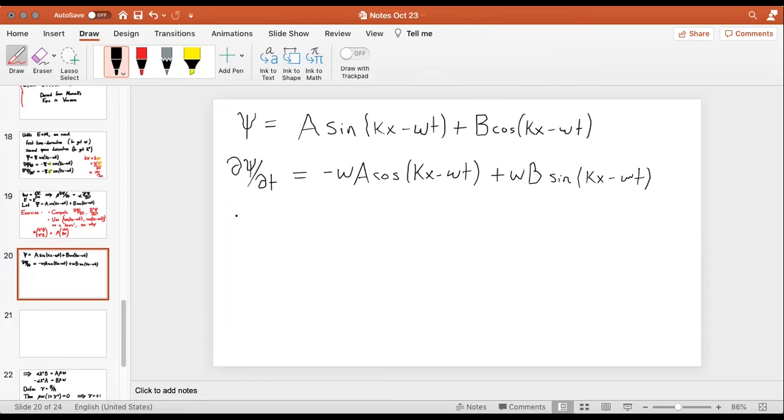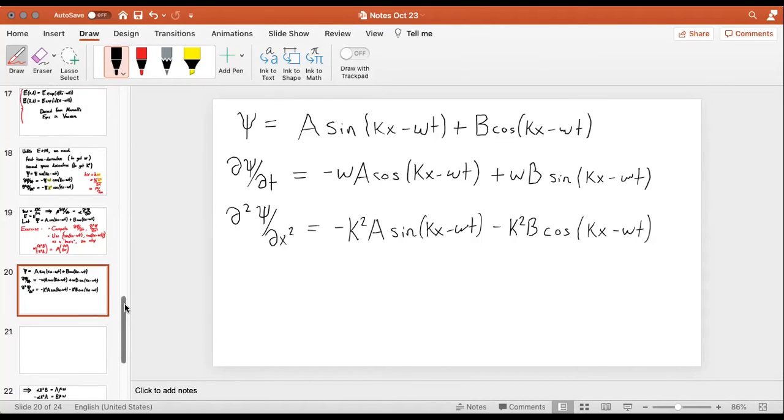All right, and now I have to compute the second spatial derivative. So in one dimension, this is d squared psi by dx squared. If I do two derivatives of sine, I get minus sine, and with respect to x, I get a k each time. So I have a minus k squared a sine of kx minus omega t, and then the same thing, a minus k squared b cosine of kx minus omega t.